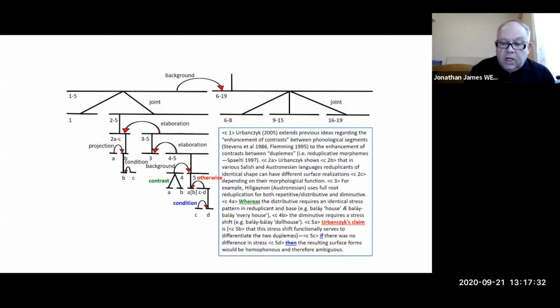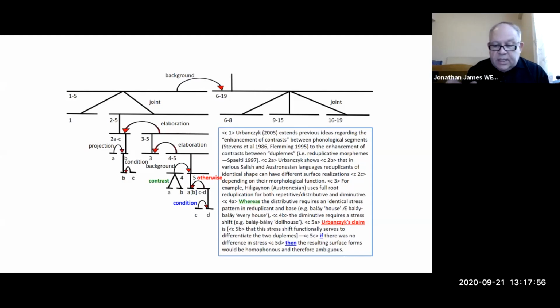5A, when you read it, what does it say? Urbanchik's claim is that this stress shift functionally serves to differentiate the two duplemes. If there was no difference in stress, then the resulting surface forms would be homogeneous and therefore ambiguous.